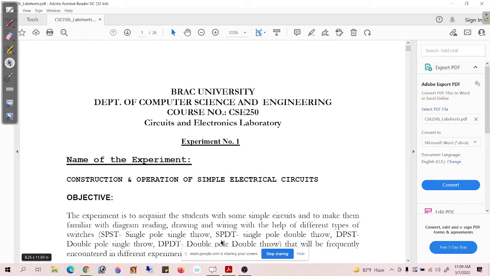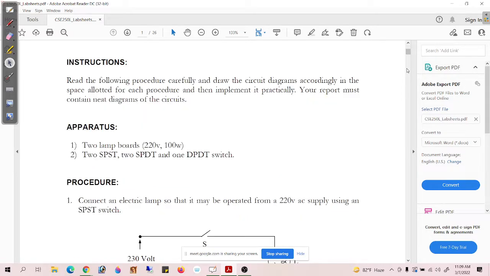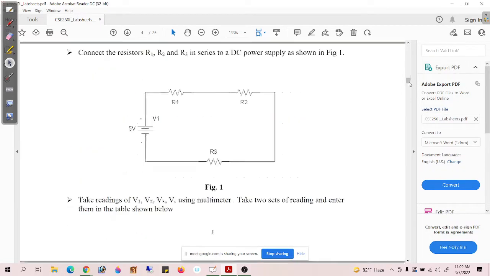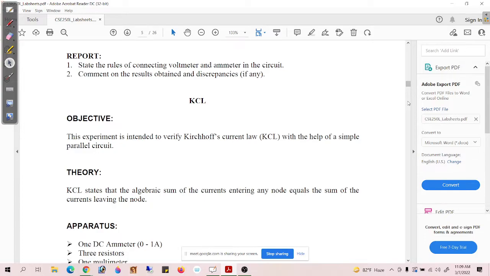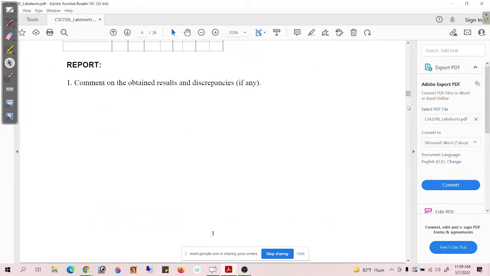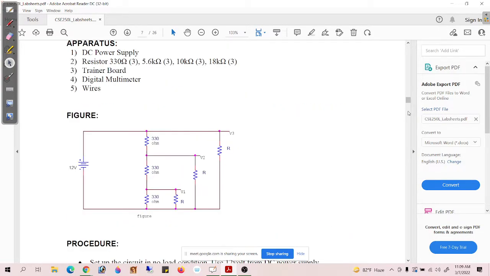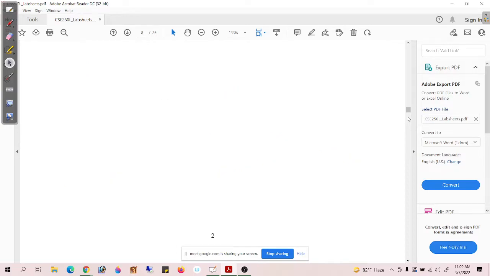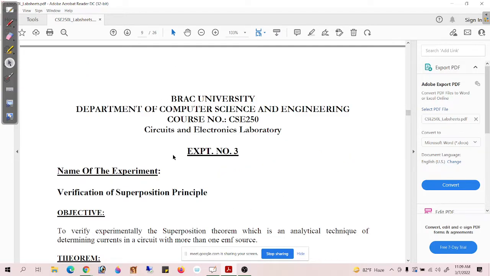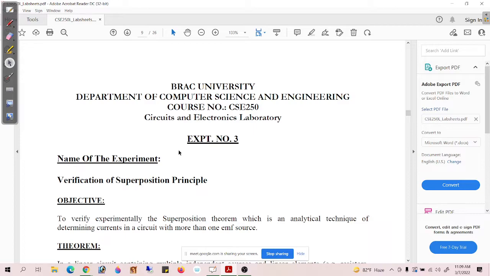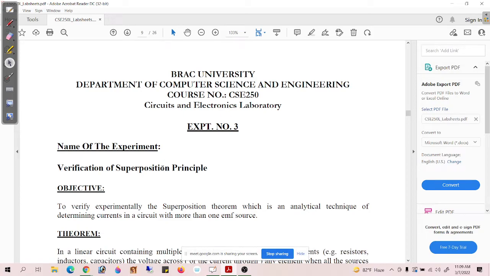Okay. So today we are going to start a new experiment, which is basically experiment 4. In your lab sheet, there is a certain mistake regarding the experiment numbers. So please correct it yourself. This is supposed to be experiment 4, not experiment 3. So today, the experiment that we are going to do is basically verifying superposition principle.